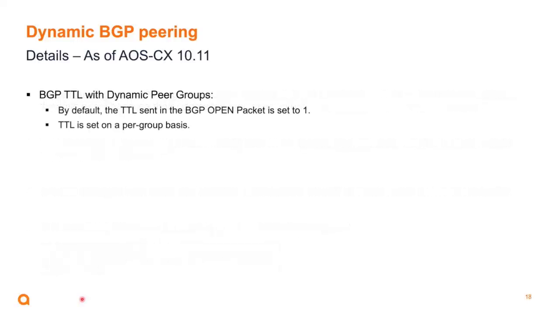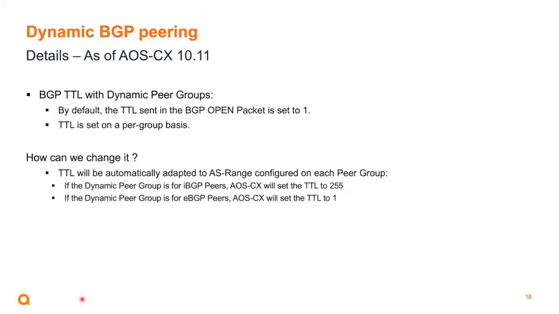An important thing to take care of is the TTL used in the open packets. It's really important to note that by default, this TTL is set to 1. So when an open packet is sent by the listener, by default, the TTL in this open packet will be set to 1. But it can be modified on a per group basis.